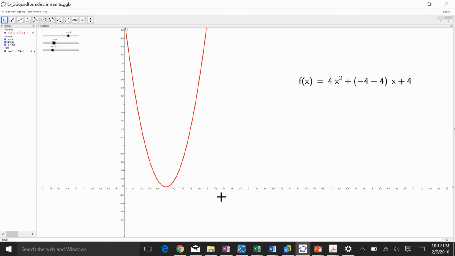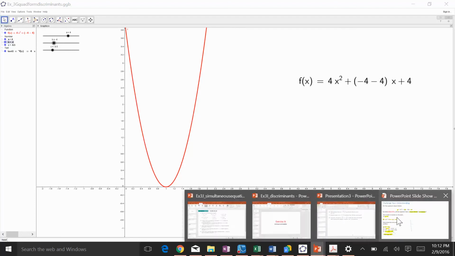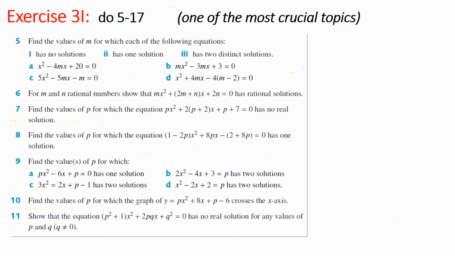That's exercise 3I. Okay, so I'm going to go back to this, and these are the questions I want you to do. It's in your PowerPoint. Do questions 5 to 17. You can skip the first 4 questions because it just tells you to find the discriminant, and to me, that's pointless. We all know how to plug and play, but what we don't know is how to answer these questions.